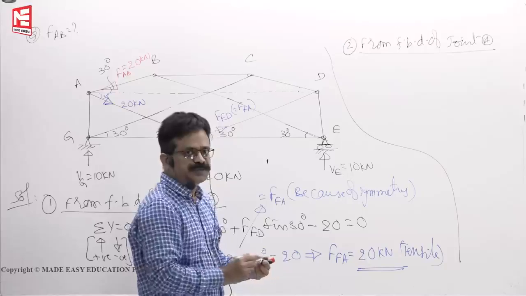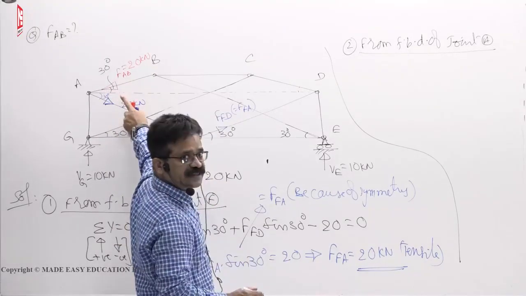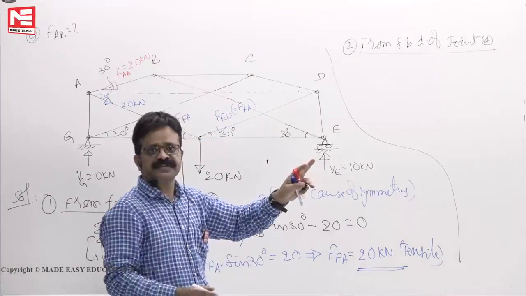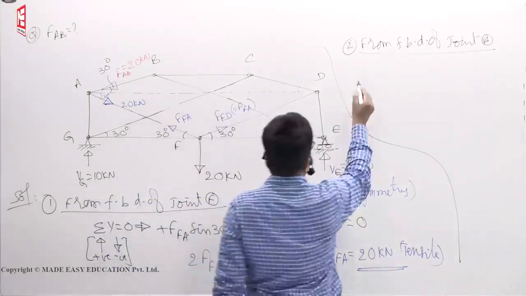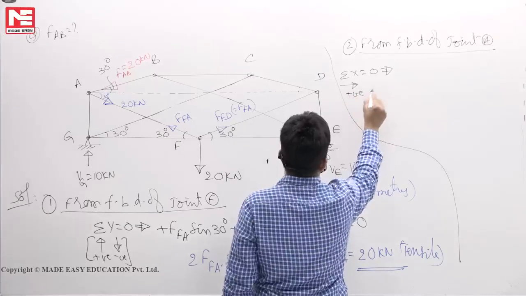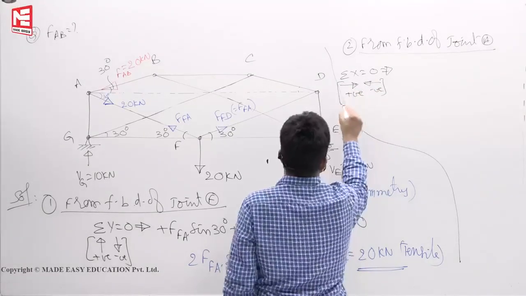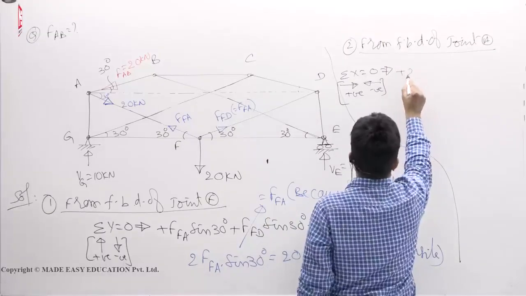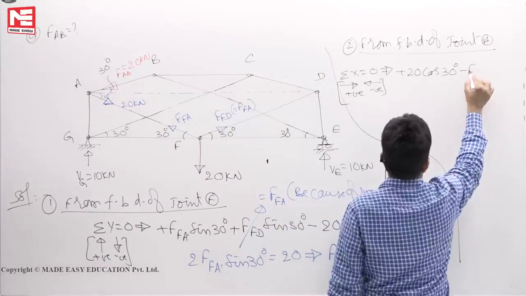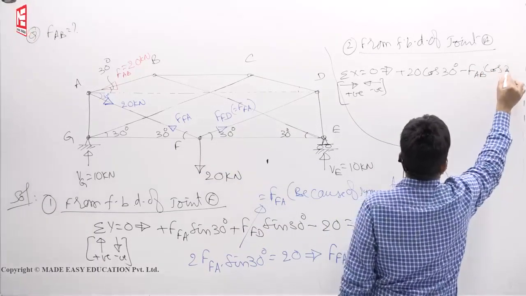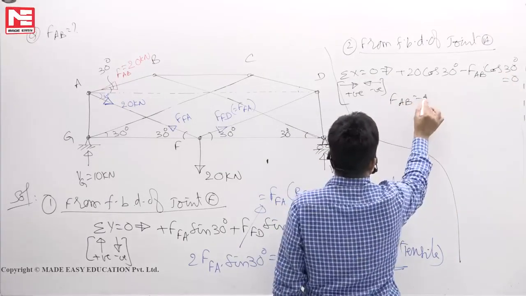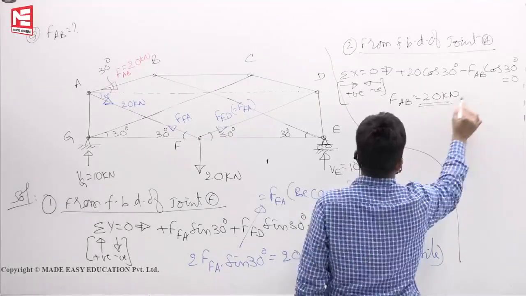Supposing that you didn't understand what we talked, let us say. First of all, by inspection you have to find it. Next problems onwards, by inspection only we will write. No question of writing sigma x is 0, sigma y is 0 and wasting the time. In this case, you will write now sigma x is equal to 0. Any force acting right side is positive, any force acting left side is negative. So, plus 20 cos 30 minus FAB cos 30 is equal to 0. Cos 30 cancels out. FAB will become 20. Arrow mark is towards the joint, so compression.